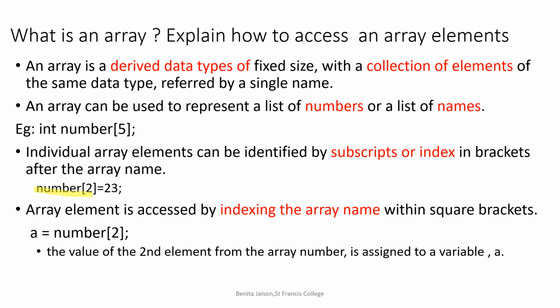Now to access the array element, in order to get the value from the array and assign it to a variable, suppose a is an integer variable. The value 23 which is assigned as the third array element in the array called number can be accessed with the index number 2 in square brackets, and if you want to store it in another variable called a, you can assign it to the variable a on the left hand side. The value of the third element from the array is assigned to the variable a.